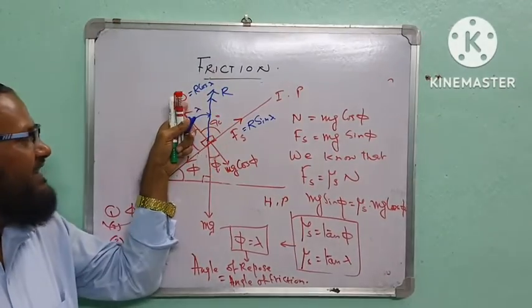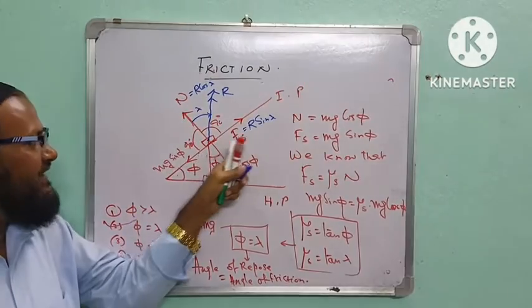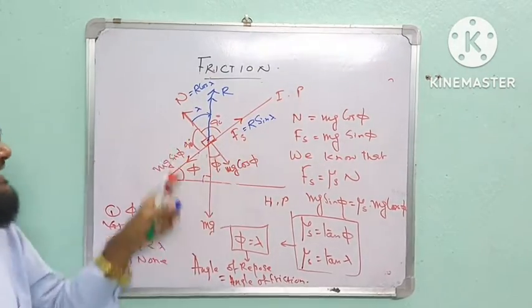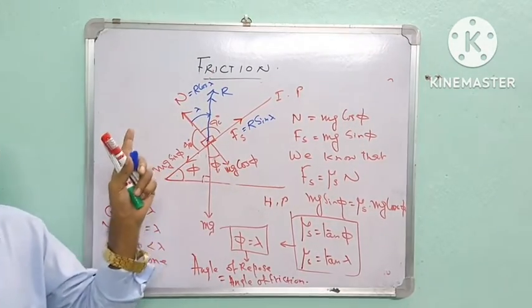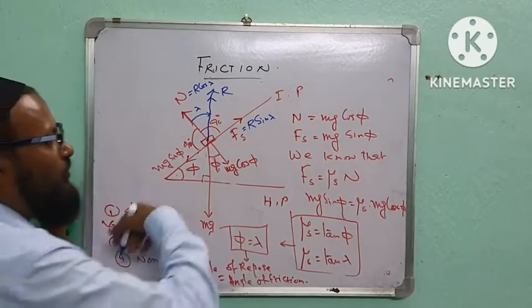Now R is divided into a component on this side and a component on this side. Here, in this case, A equals R cos lambda, and A phase equals R sin lambda. Is it clear? Now put here.